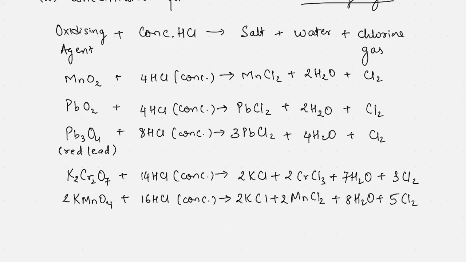So the observation in this case will be a greenish yellow gas is evolved that turns blue litmus to red and then bleaches it. Also, this gas turns moist starch iodide paper blue-black.